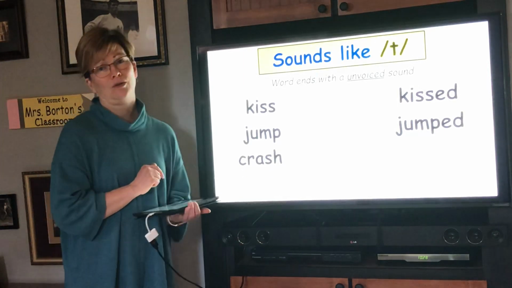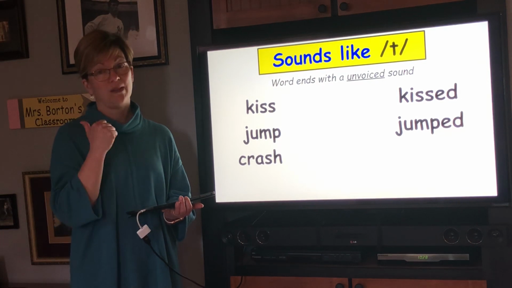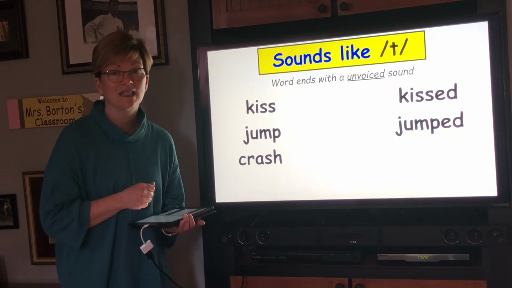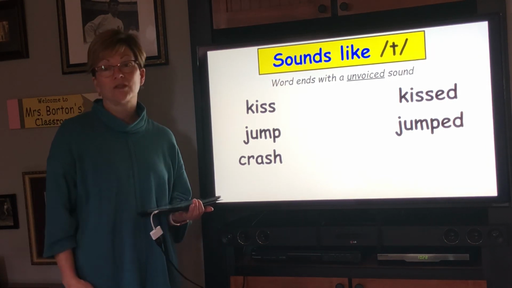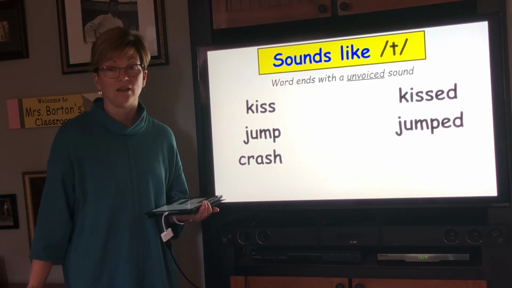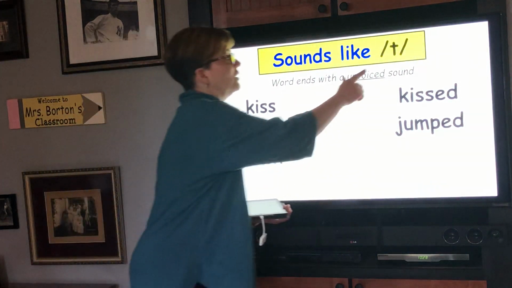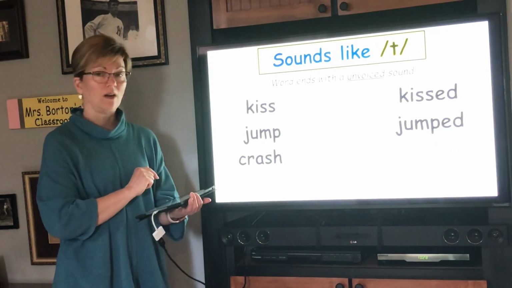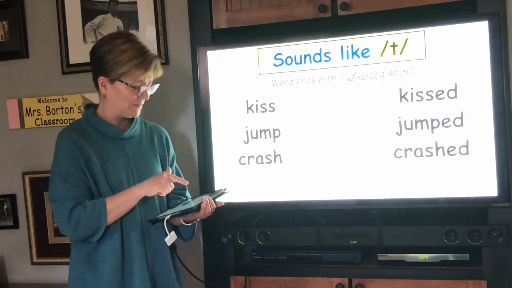Crash. I hope you don't crash your bike today, but maybe sometime in the past when you were learning to ride your bike, you crashed. I heard that ED making that T sound. A lot of my friends, when they first learn to spell, will put a T at the end because they do hear that ED making the T sound, and that's good sounding out. But now that we're getting older, we're going to learn that that ED is what's making the T sound. And we're going to write crashed with an ED, not with a T.